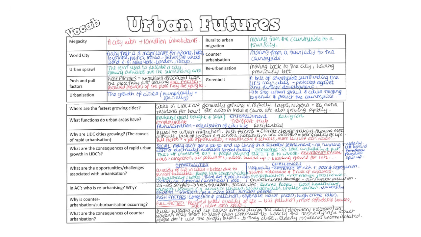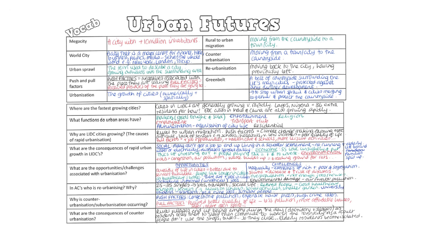So some key vocabulary that we need to make sure that we know. So a megacity is a city with more than 10 million inhabitants. A world city is a city that is a major centre for finance, trade, business, politics, media. It serves the whole world. And examples of world cities would be London, New York, Tokyo. Urban sprawl is a term used to describe where the city grows outwards into the surrounding area.